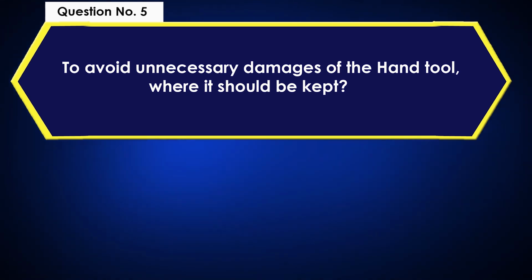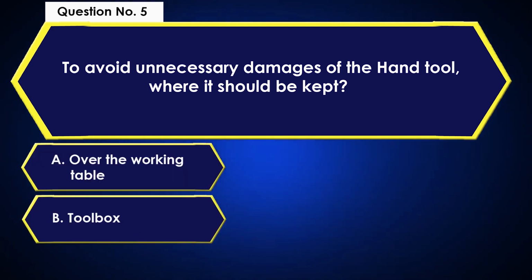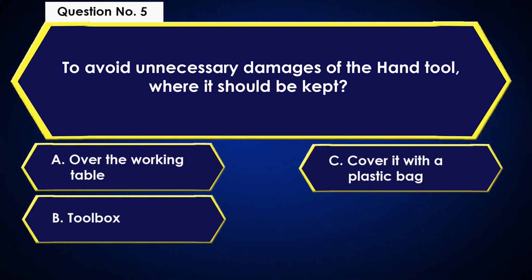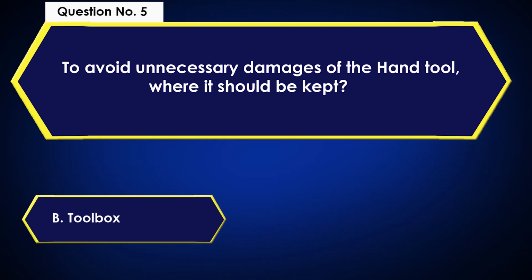This is our fifth question. To avoid unnecessary damages of the hand tool, where should it be kept? A. Over the working table. B. Toolbox. C. Cover it with a plastic bag. D. Inside the cabinet. Do you think you got the right answer? The answer is letter B, toolbox.